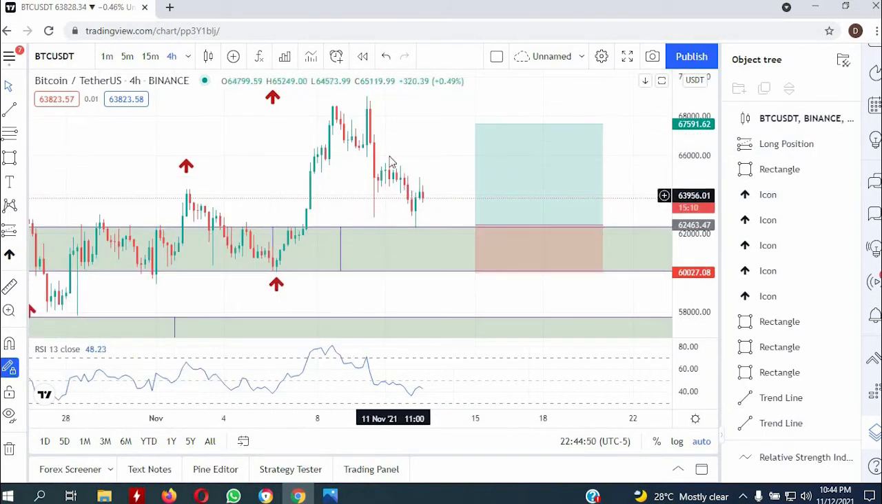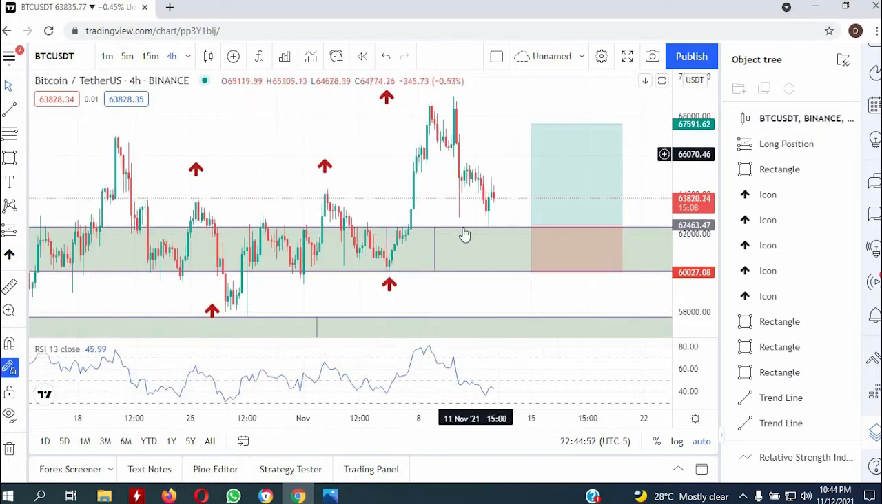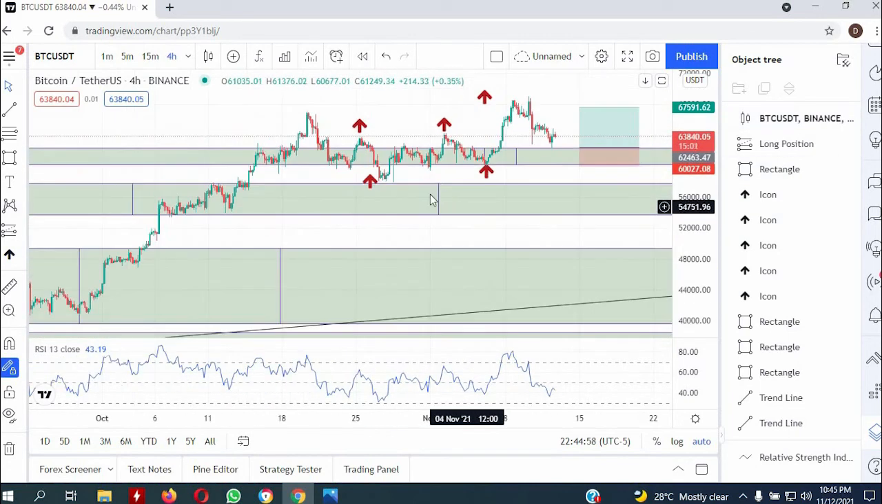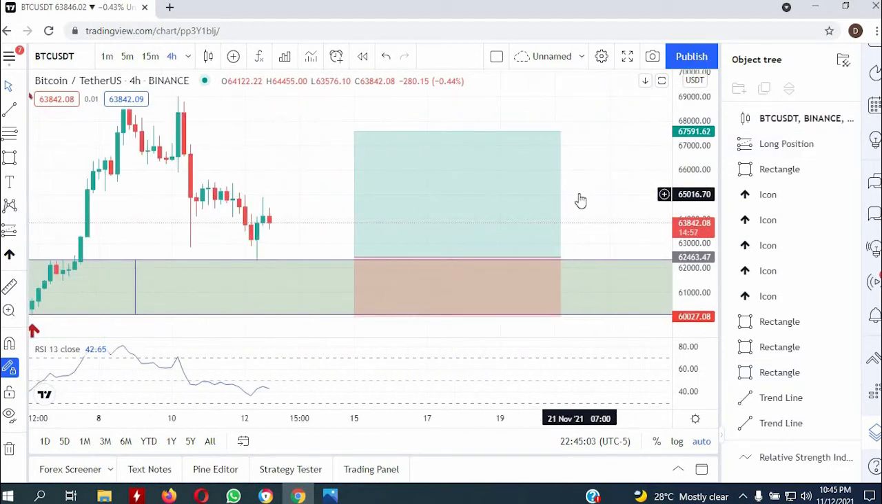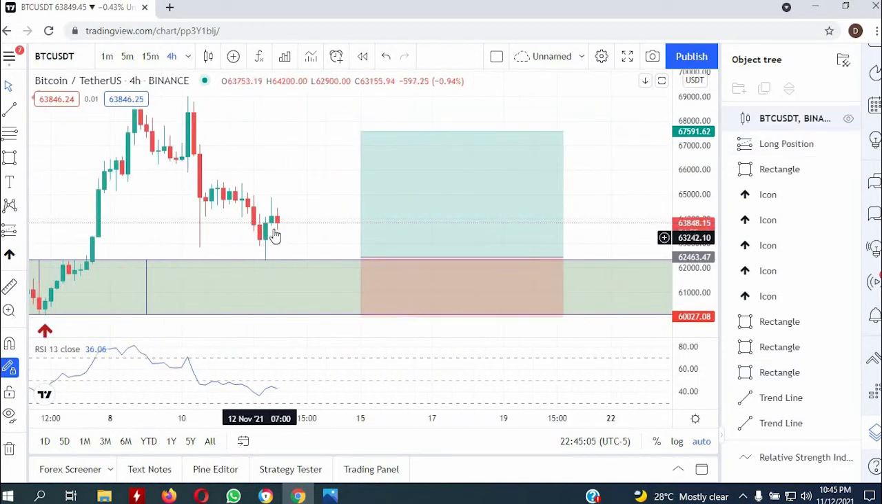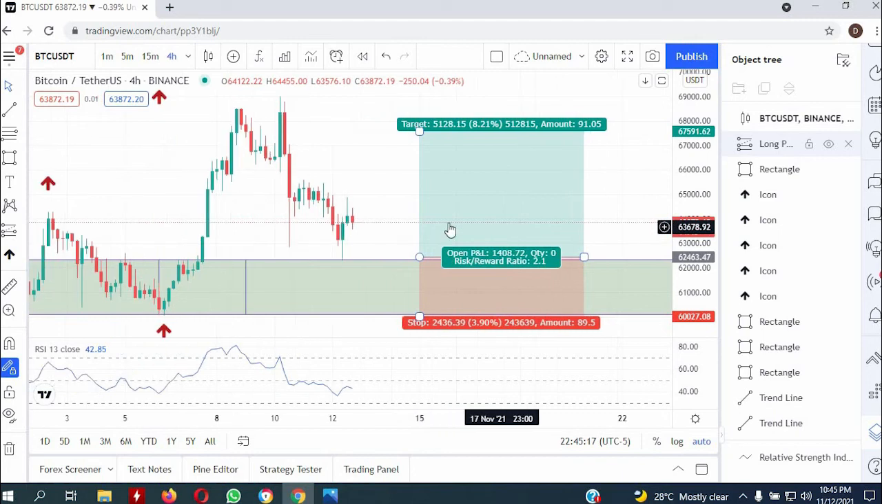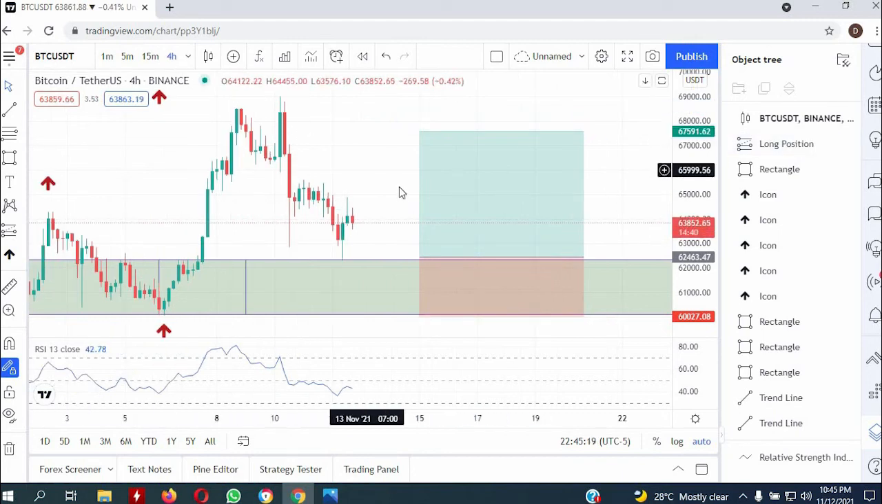If the Bitcoin fails to take out this area, it will come back down to this area again for another retest. If it fails to support, it will push further down to this area for support. As you can see, this candle right here is a bullish engulfing candle. As you can see, the Bitcoin is already showing signs of pushing up. Now that is it for the Bitcoin USD.